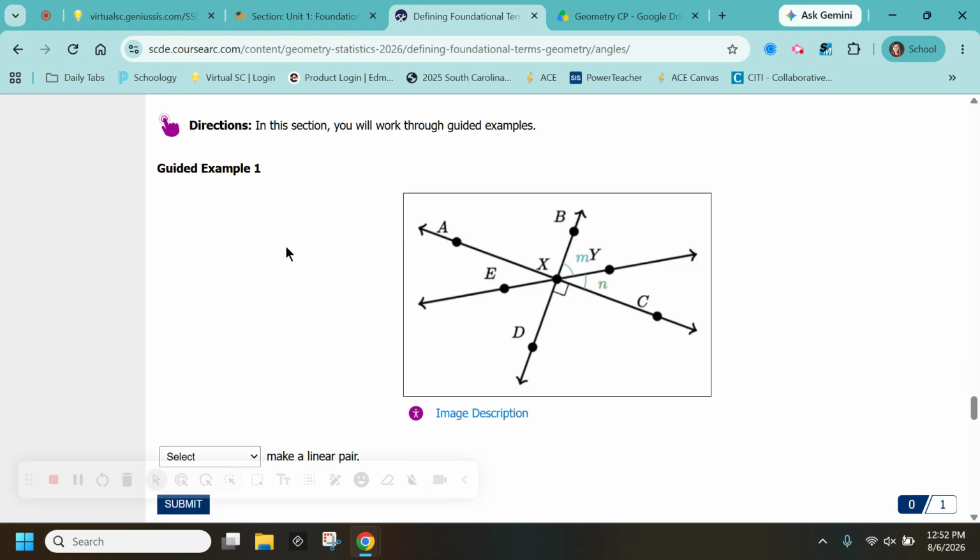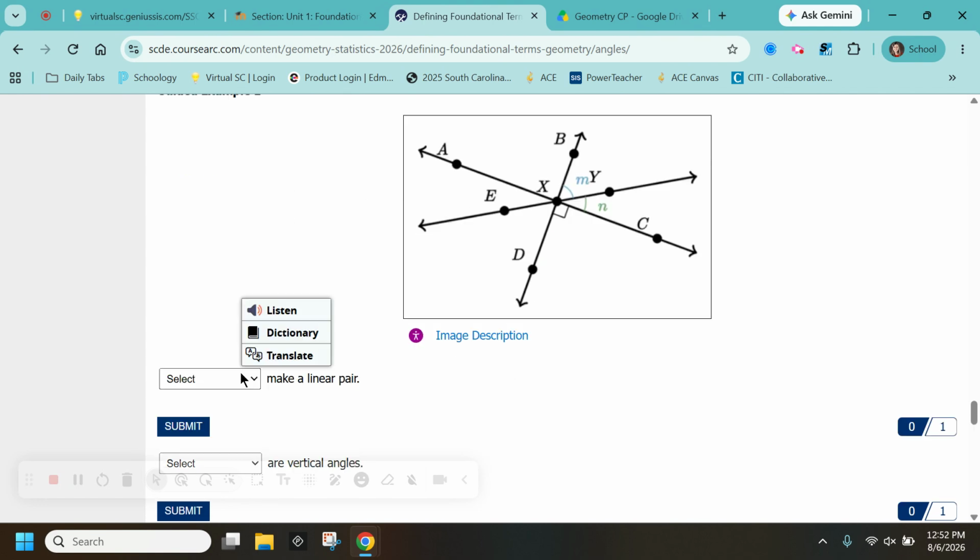So guided example 1, we're looking for a linear pair here. So let's look at AXB and BXC. Together they form a linear pair.